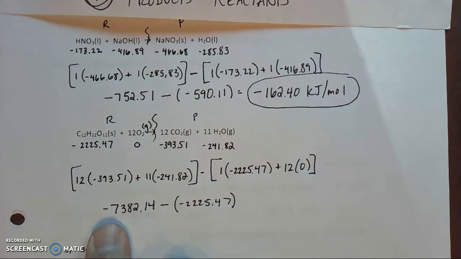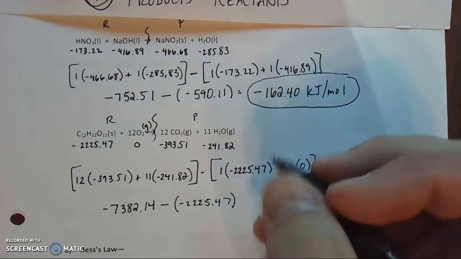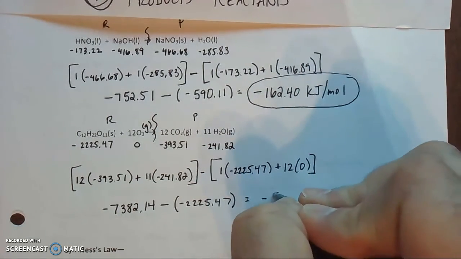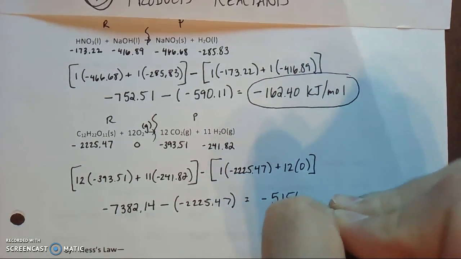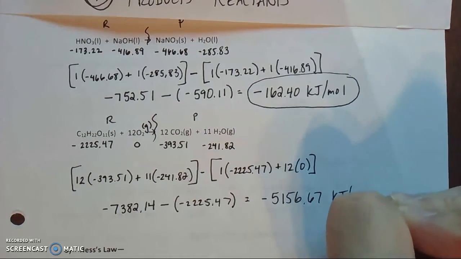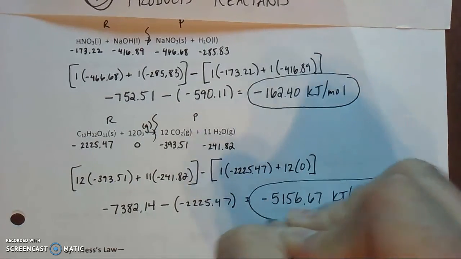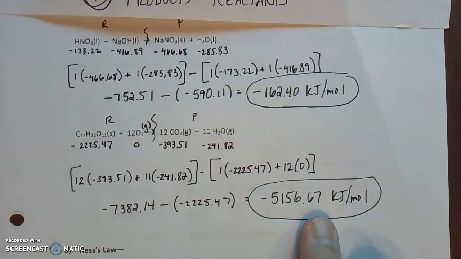So negative 7,382.14 minus negative 2,225.47. That gives us negative 5,156.67 kilojoules per mole. So again, exothermic. So go ahead and complete the heat of formation worksheet.